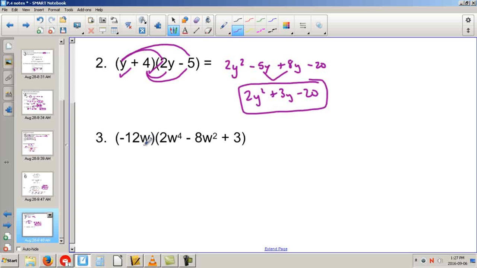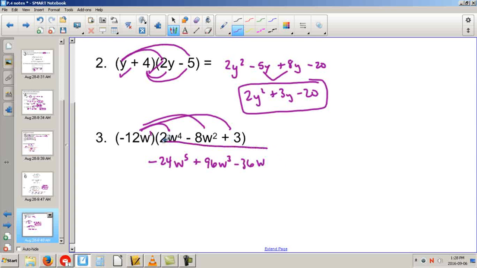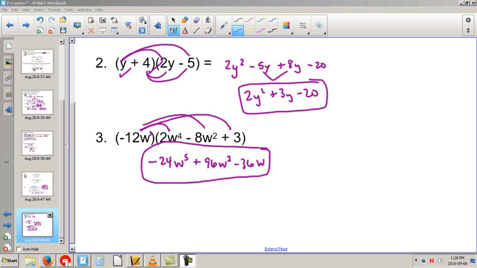This last one, number 3, last one in the set, is a monomial times a trinomial. So I'm expecting 3 parts. And I'm just going to distribute 3 times. Negative 12w times 2w to the 4th is negative 24w to the 5th, because remember this is w to the 1, and we're adding exponents. Now a negative times a negative is a positive. 8 times 12 is 96, w to the 3rd. And then negative 12 times 3 is a negative 36, w to the 1st. And there's my 3 terms. There are no like terms. So I'm done. Good luck, and we'll see you in class.